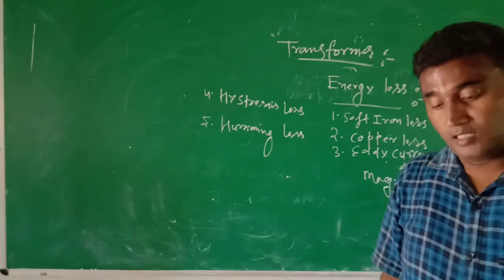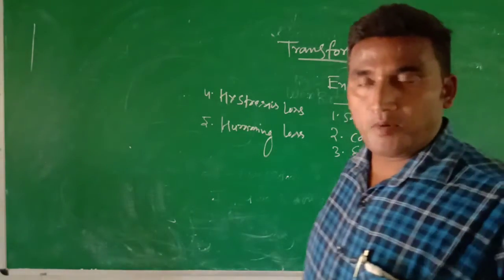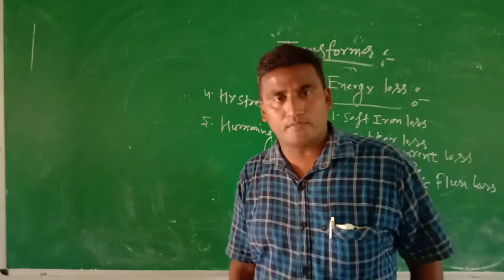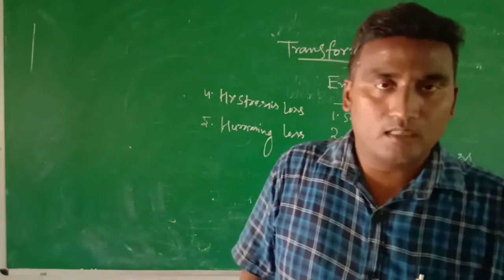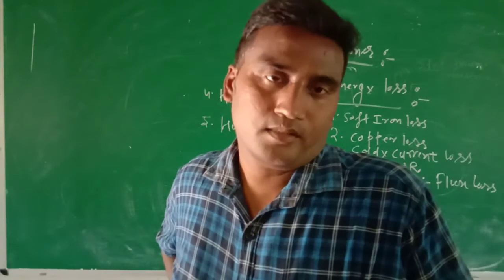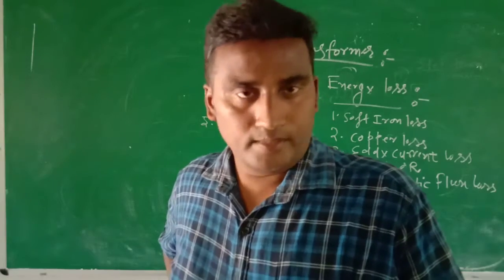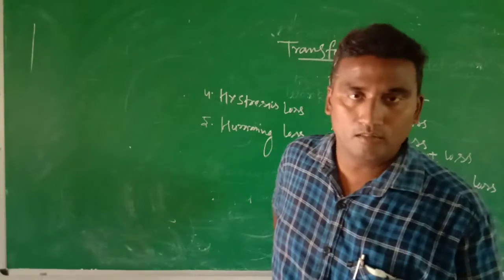Now the first is the soft iron loss, because the transformer has a rectangular metallic soft iron plate. When the current develops in the device and it is charged, it loses some amount of energy, that is called the soft iron loss.